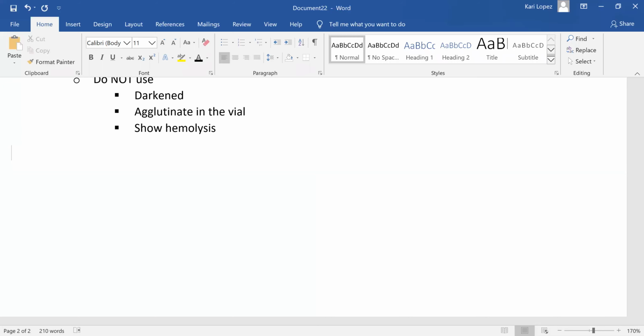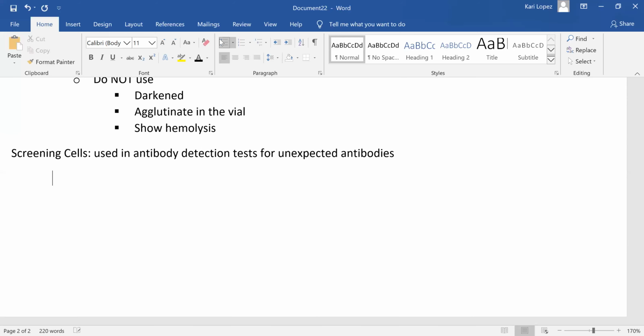Now, our next one is going to be screening cells. And they're used in antibody detection tests for unexpected antibodies. They come in sets of two or three vials, which is the difference in the panels that come in a range of 10 to 20 vials. Now they can also be single donor or pooled between two donors.